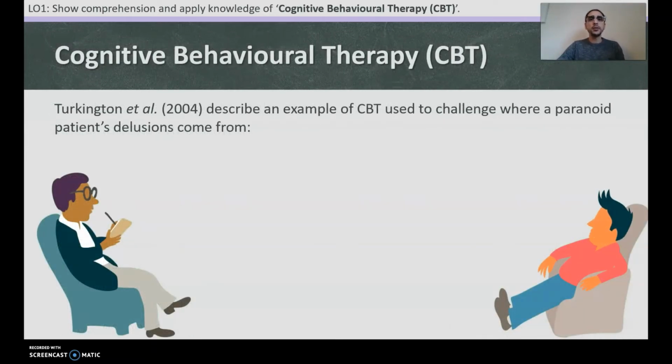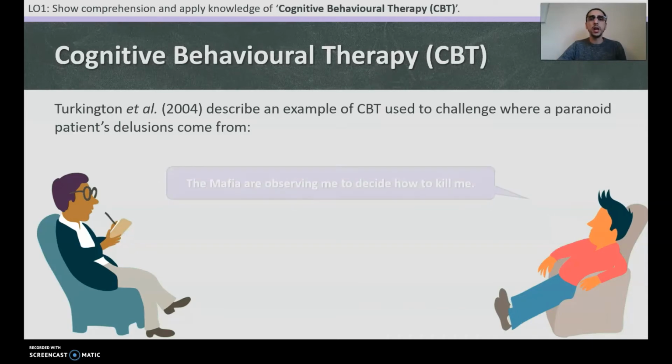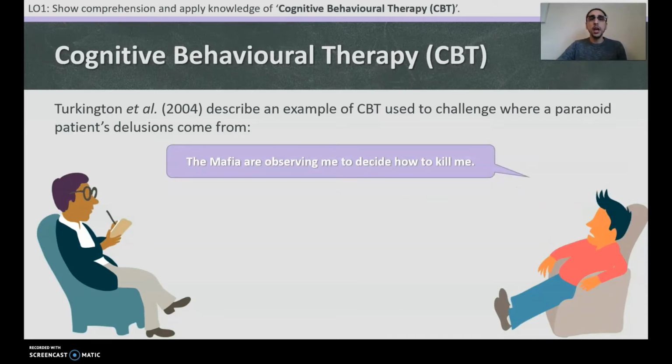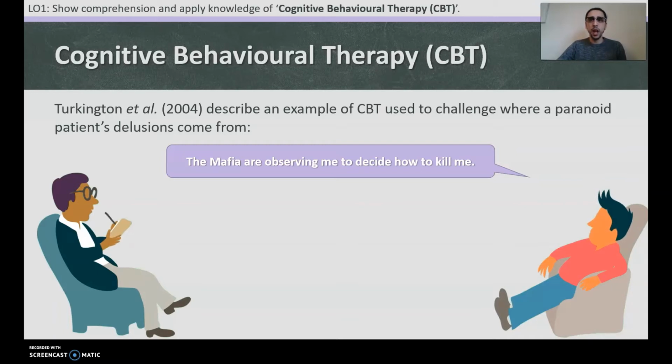So, Turkington et al. described an example of CBT used to challenge where a paranoid patient's delusions come from. So here's an example. The patient: the mafia are observing me to decide how to kill me. Okay, this sounds like a delusion.